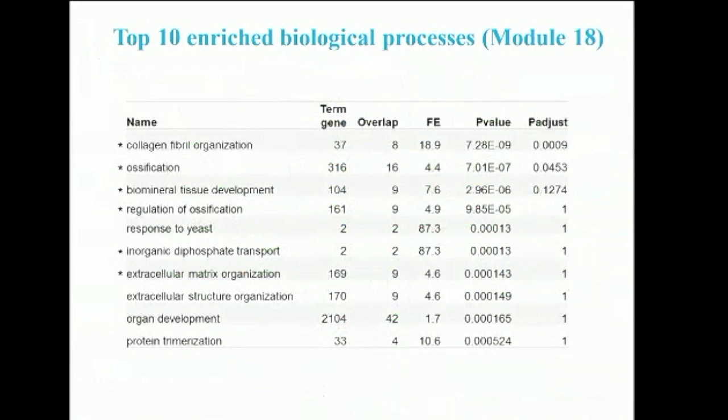Just a quick overview. This particular cluster is obviously enriched in many relevant GO categories: collagen fibril organization, ossification, biomineral tissue development, regulation of ossification. So we do see that within this cluster, we find the things that we expect to see different between the mesenchyme and the osteogenic front.